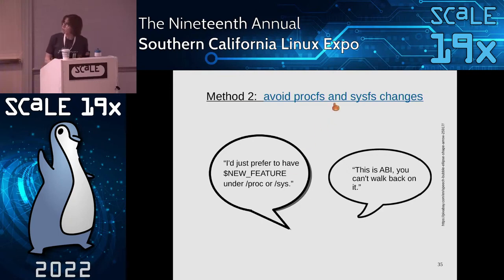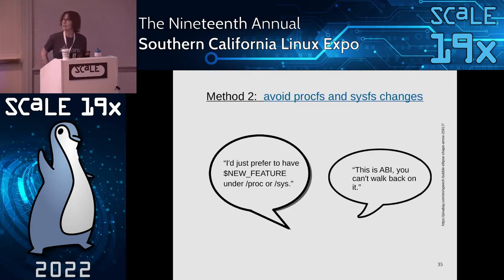This hyperlink up here at the top is to a discussion where one developer said, clearly the most convenient, logical way to make the new feature accessible to user space is to put it in procfs or sysfs. And the other developer said, we can't do that because we don't know how people are going to use it, and we don't understand what the interface would be. And if we put it in procfs or sysfs, we're committing to maintaining it and maintaining backward compatibility.